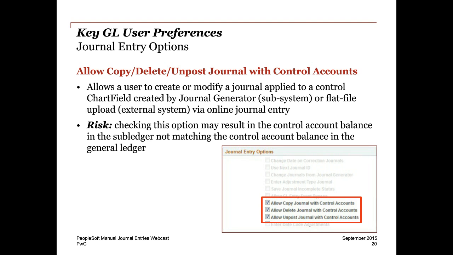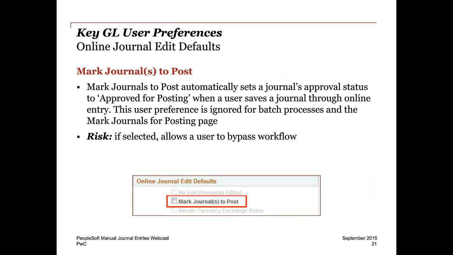So our final one we want to speak through is the mark journals to post, and this is a little bit of a naming convention misnomer, but we want to speak through what it actually provides. This user preference enables a user to set a journal's actual approval status to approved for posting. When we think through how the system actually functions, journals when entered will be in a pending stage and need to be verified and validated and actually achieve an approved stage prior to being picked up and allowed to post within the GL.